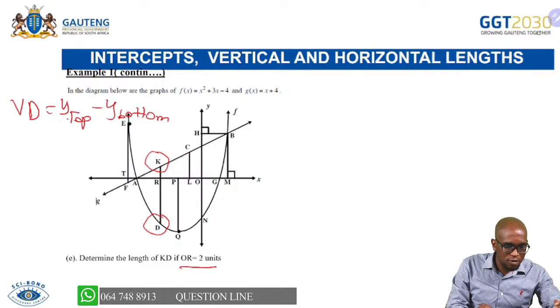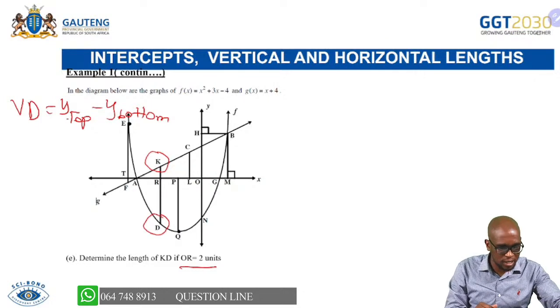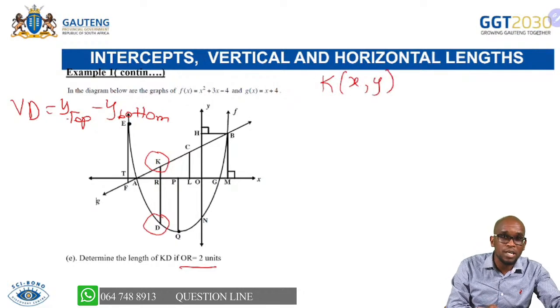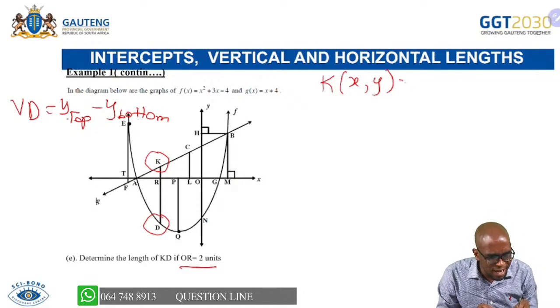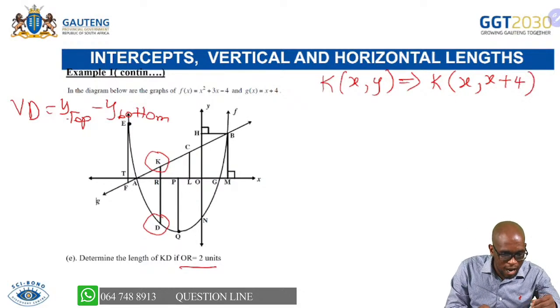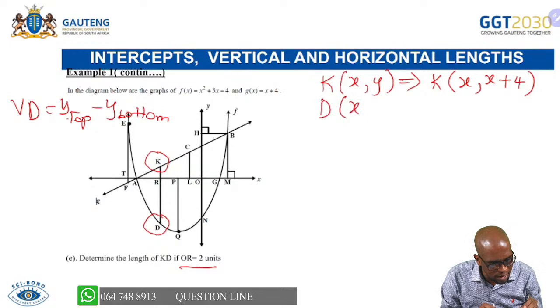Y top minus y bottom. Now if you check, y top would be the y coordinate of K, and point K in this case is a point where you are given the abscissa x and the ordinate y. Because point K lies on the straight line, all the y values of that line would be given by x plus 4, because y is given by x plus 4.